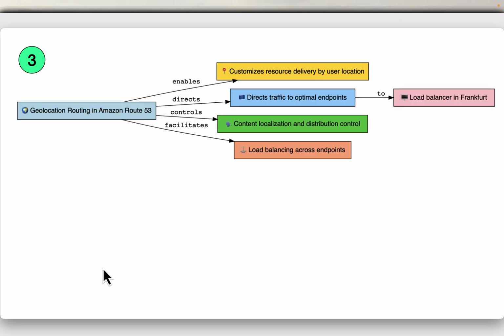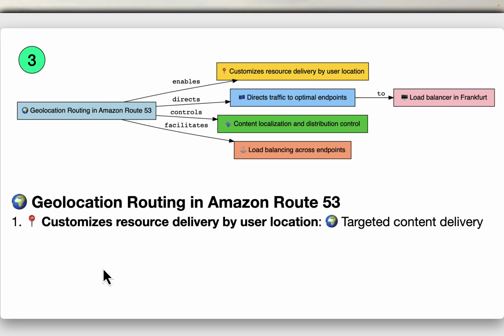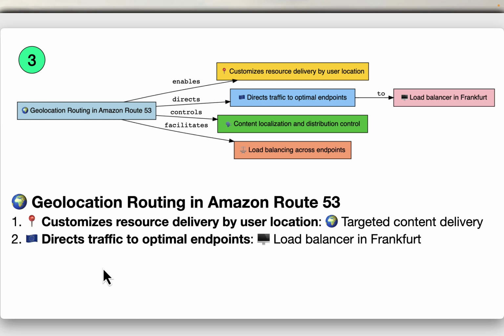Third is geolocation routing in Amazon Route 53. First, customizes resource delivery by user location. Geolocation routing enables the selection of resources based on the geographic origin of DNS queries, allowing for targeted content delivery. Second, directs traffic to optimal endpoints. For example, requests from Europe could be directed to a load balancer in Frankfurt, optimizing response times and resource utilization.